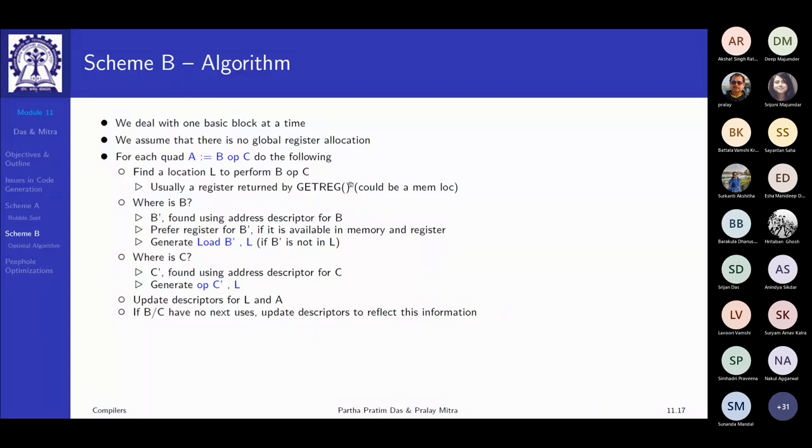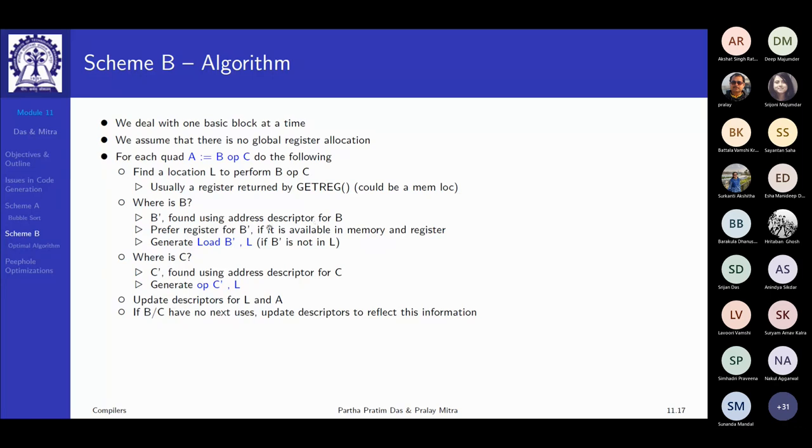We design an algorithm called getRegister, or a function called getRegister, which will give us this location. We will go into the details of what getRegister is, but for now let us assume that getRegister returns me a register, if possible. Otherwise, it could return me a memory location. So this is the location L where the result of B operation C will be complete. That is the target, where the value of A will finally be found.